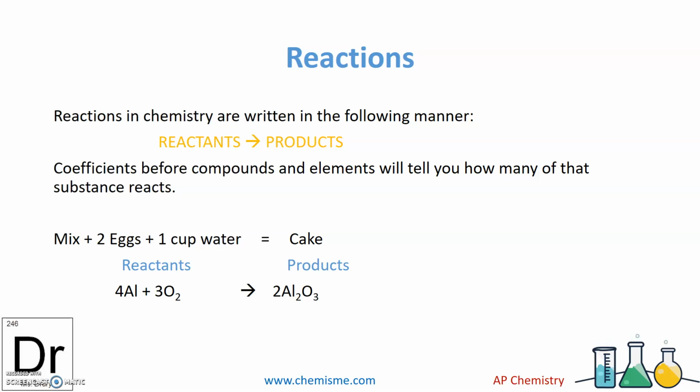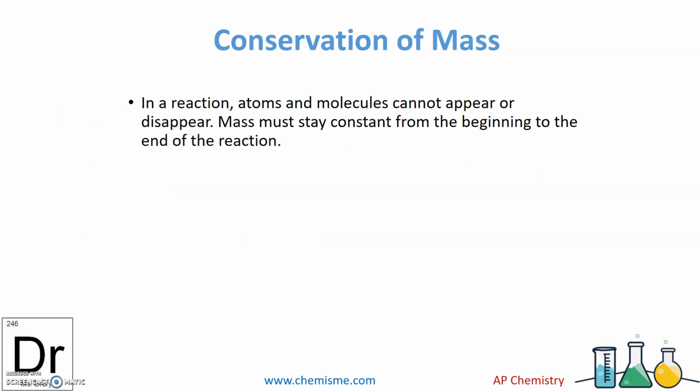It's similar with chemistry in that if I want to make aluminum oxide or aluminum rust, I would need 4 aluminums for every 3 oxygens. That's the recipe. That's what the arrow is, to make 2 Al2O3s. So anything on the left are the reactants, and anything on the right are the products. In a reaction, atoms and molecules cannot appear or disappear.